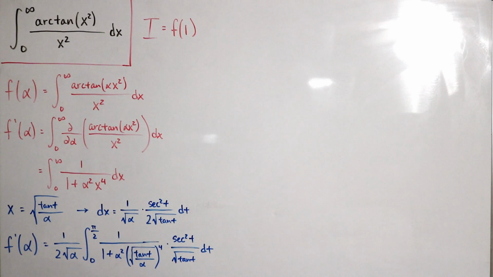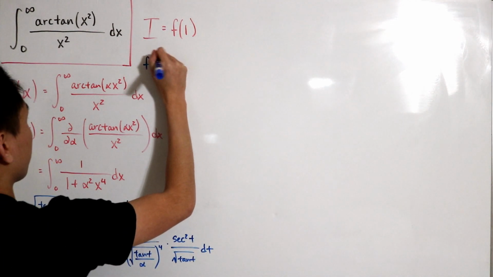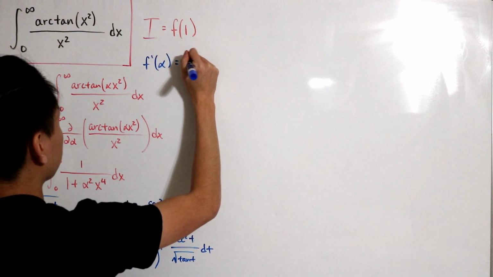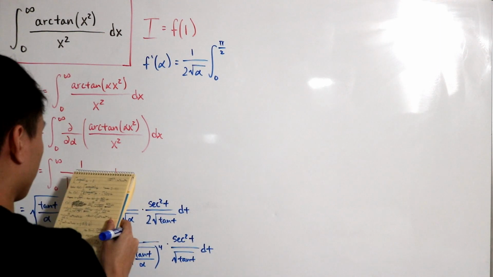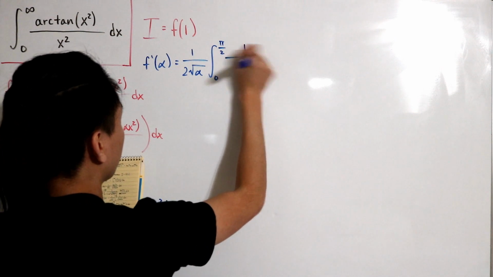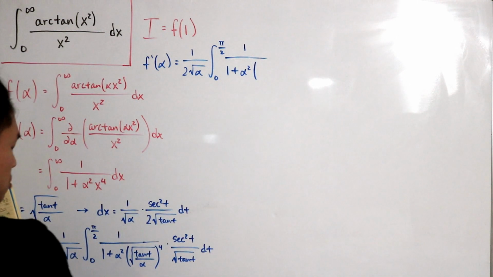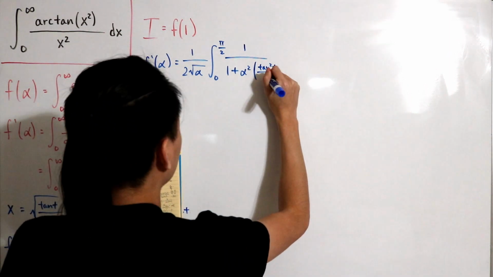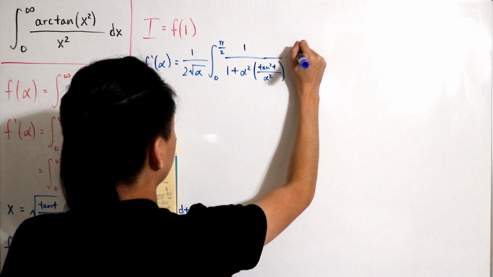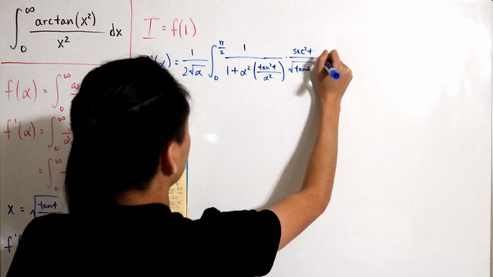So that's nice. Now we can actually do a little bit of simplifying, specifically for the integral inside. So here, going back, f prime of alpha, I'm just rewriting things again. Same thing as here, 0 to pi over 2. Then what we'll notice is that we have 1 and then 1 divided by 1 plus, so this is still alpha squared. Then we simplified what's in the expression in here, so we would have tangent squared of t divided by alpha squared. Then this is still the same thing over here, secant squared t divided by square root of tangent t, and then dt.